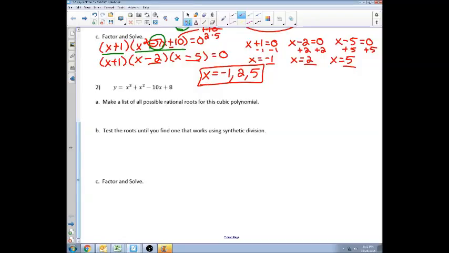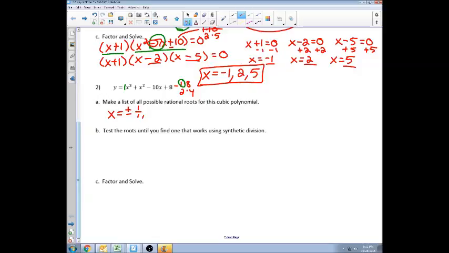Again, I need to make a list of all possible rational roots. So I'm going to find out what multiplies to 8. That's 1 times 8 and 2 times 4. I'm going to make my list. Remember that I have to have the positive and the negative. So I'm going to write plus or minus 1 over 1.